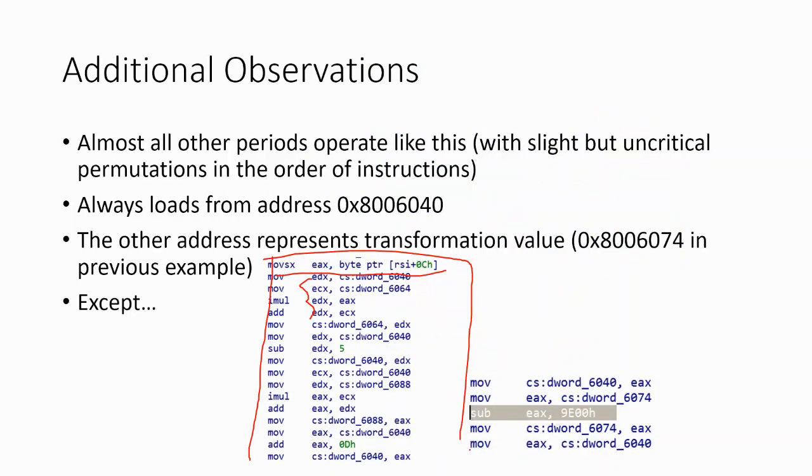The other situation is something like this, where we have a move from 6074 directly into EAX, and then we have a subtraction of an immediate value and then a storage back into that location. So this is a special case, but you can think about this as just adding an immediate value to that memory location.